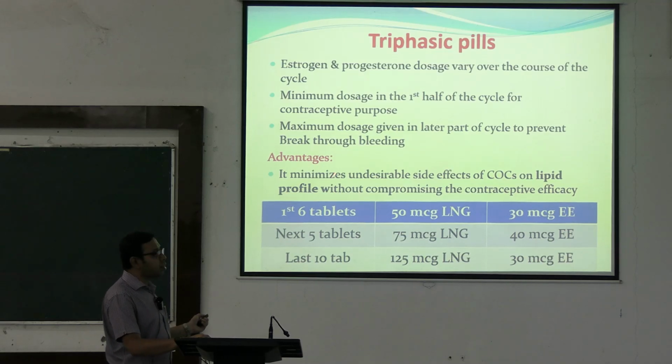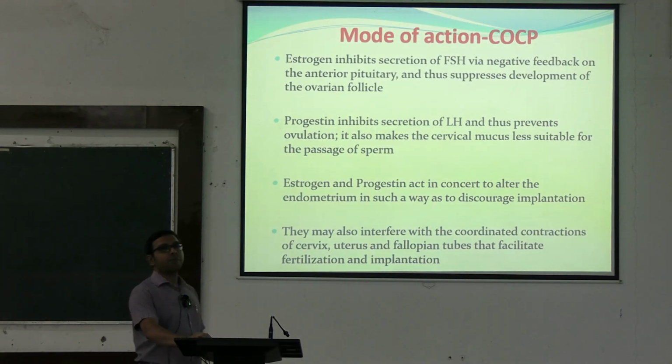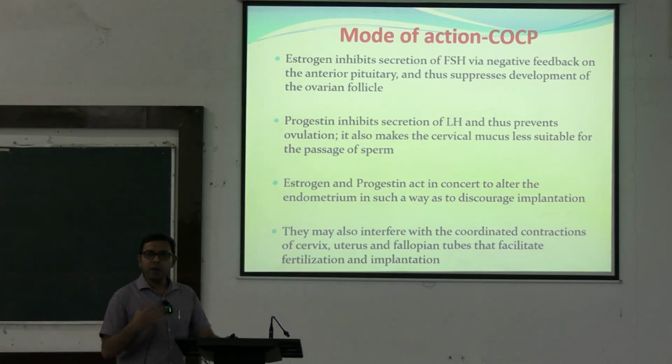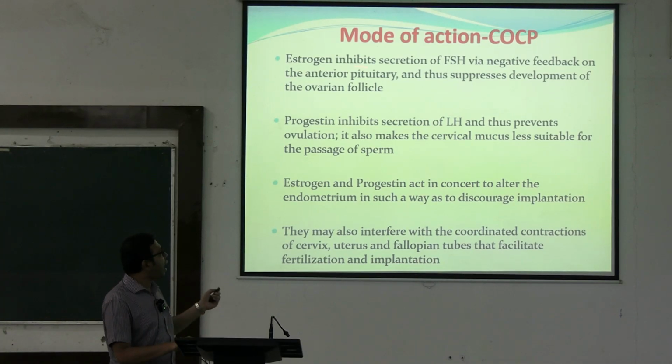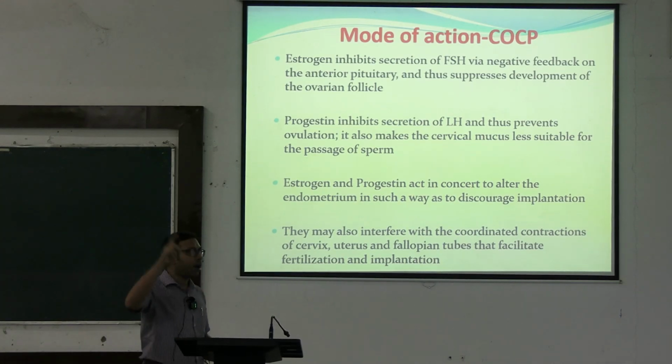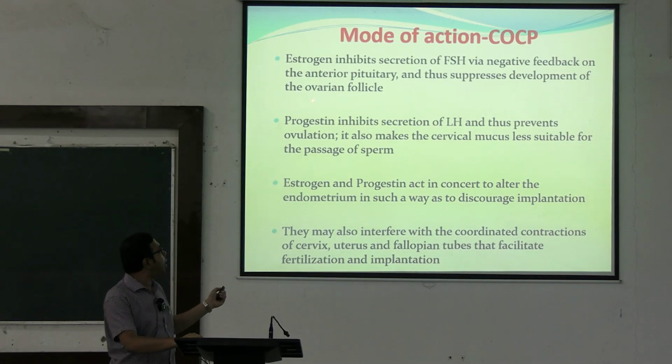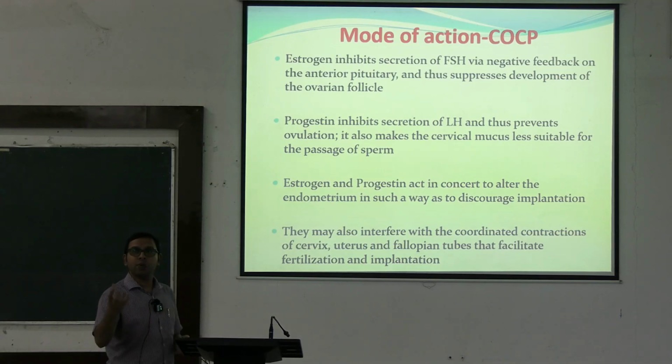So what are the advantages? It minimizes the undesirable effects on the lipid profiles without compromising the contraceptive efficacy. So lastly, how this combined oral contraceptive acts, already we have discussed in the different levels. So mainly the estrogen inhibits the secretion of the FSH via the negative feedback effect on the anterior pituitary. So thus it suppresses the development of the ovarian follicle. So the ovarian follicle will not become the dominant follicle.